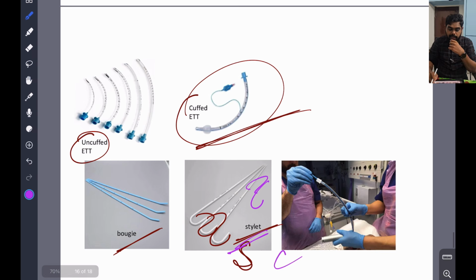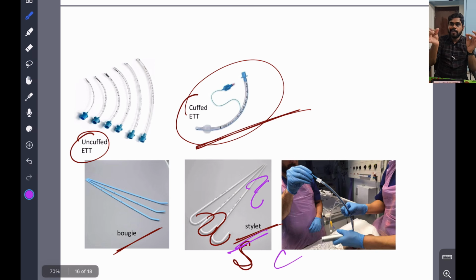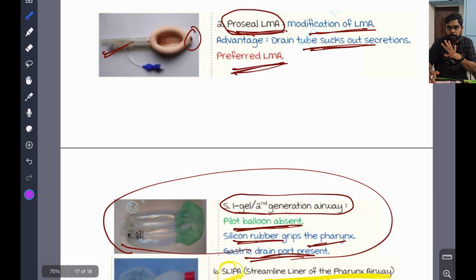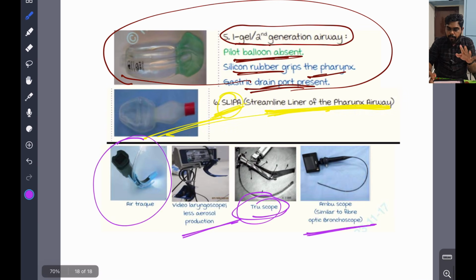It's important. Cuffed ET tube and uncuffed. They will show the ET tube where there is no cuff. The first option will be cuffed ET tube, the fourth option will be uncuffed. If you are marking cuffed ET tube, you are going to get minus marks. Okay, so these are my spotters today. These are all very important spotters.